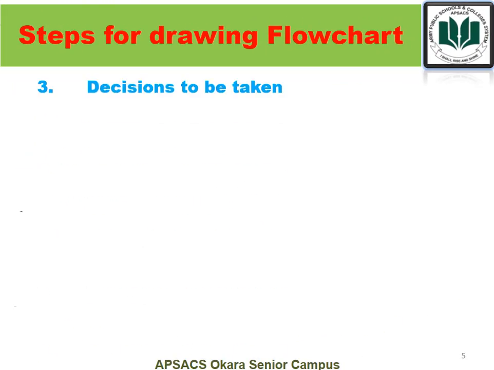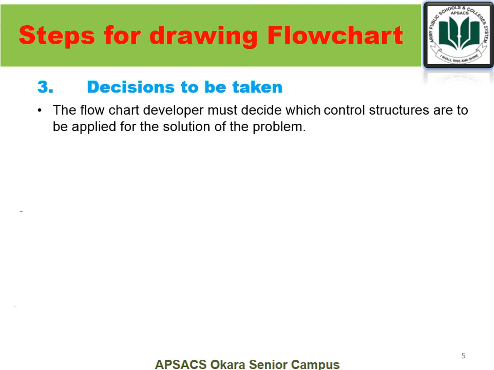Now, step number 3, decisions to be taken. What decisions are to be taken to determine the solution, to obtain the solution? The flowchart developer must decide which control structures are to be applied for the solution of the problem. There are three types of control structures which we will be discussing in our book. Number one is sequence, number two is repetition, number three is selection.